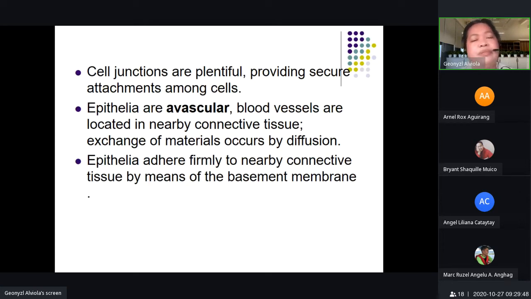And epithelial tissues are avascular. When we say avascular, they are not connected to blood vessels. Blood vessels are located in the nearby connective tissue, and that's why the basement membrane is the one connected to blood vessels and electrical impulses.